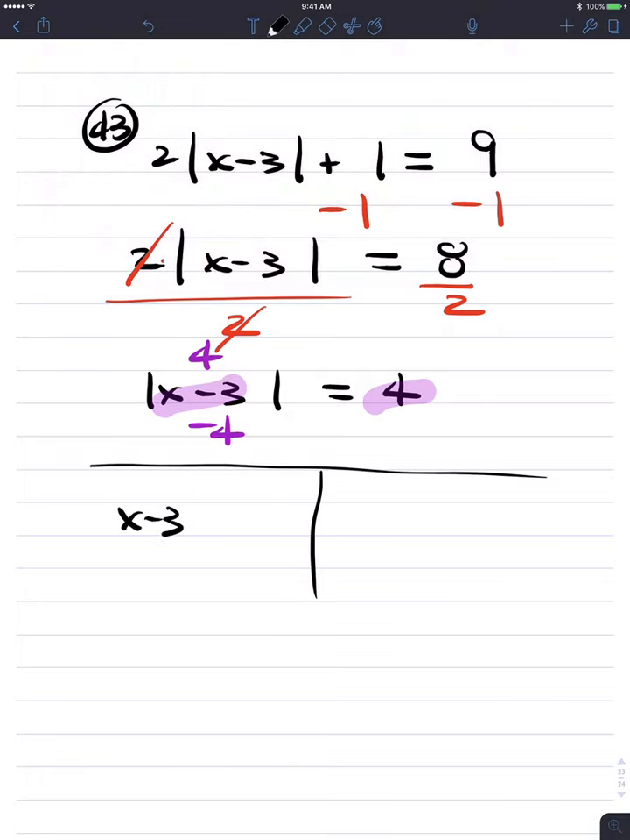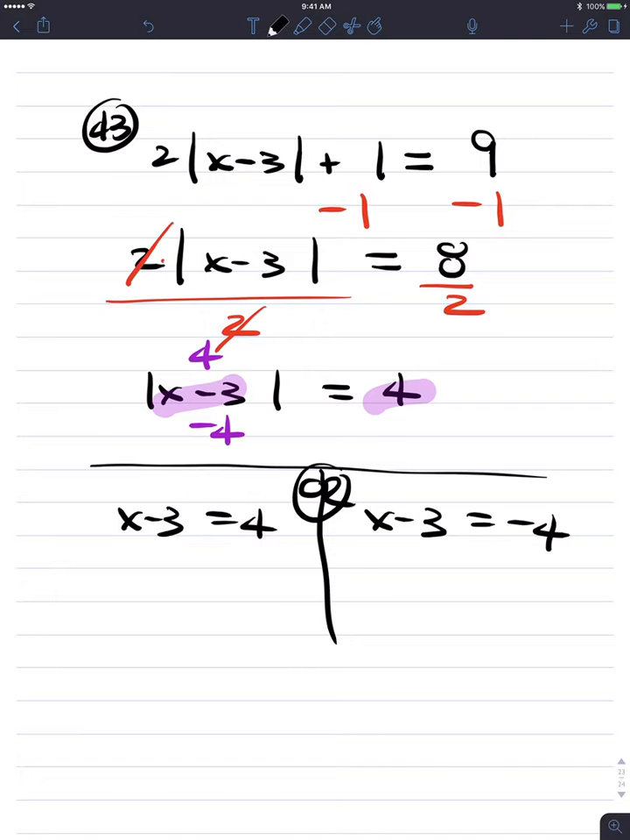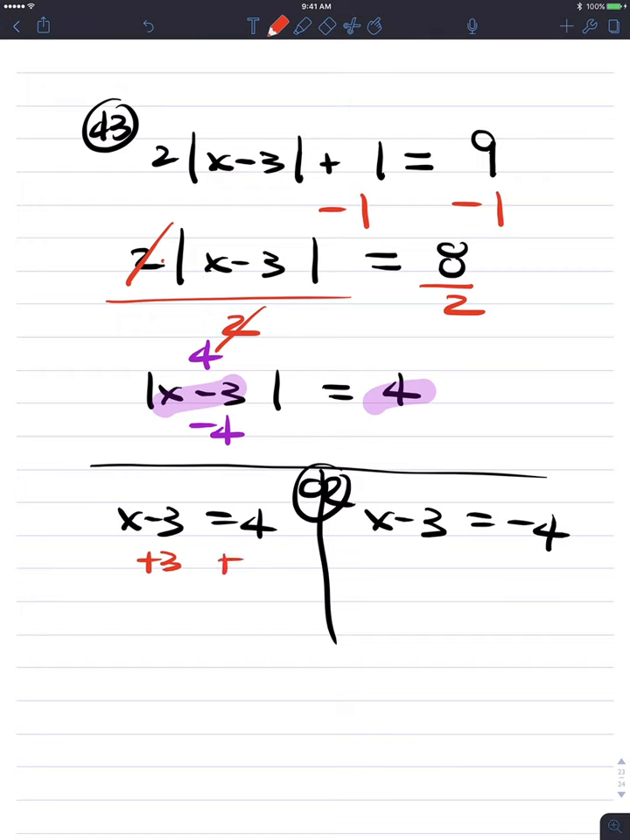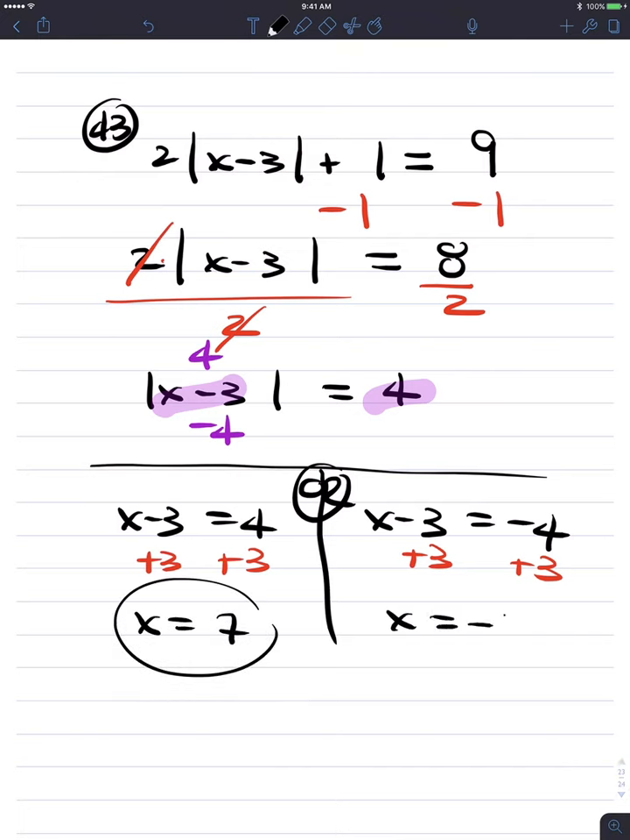So I have x minus 3 is positive 4 in one case, and the other case x minus 3 is negative 4. We're going to add 3 to both sides here. We get x to be 7 or x to be negative 1. 7 comma negative 1 in solution set. And we are done. It's 43.